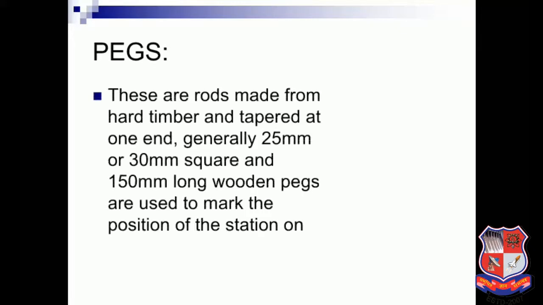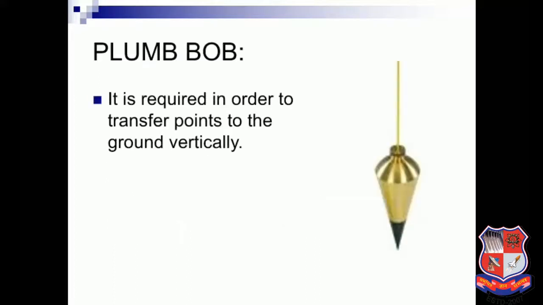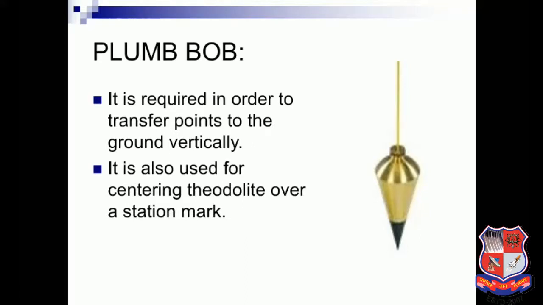Now next one is a peg, which is used to fix the station. These are rods made from hard timber and tapered at one end, generally 25 mm or 30 mm square and 150 mm long. Wooden pegs are used to mark the position of a station. Next one is a plumb bob. It is required in order to transfer points to the ground vertically. Generally, it is used in the centering of a theodolite over the station mark.